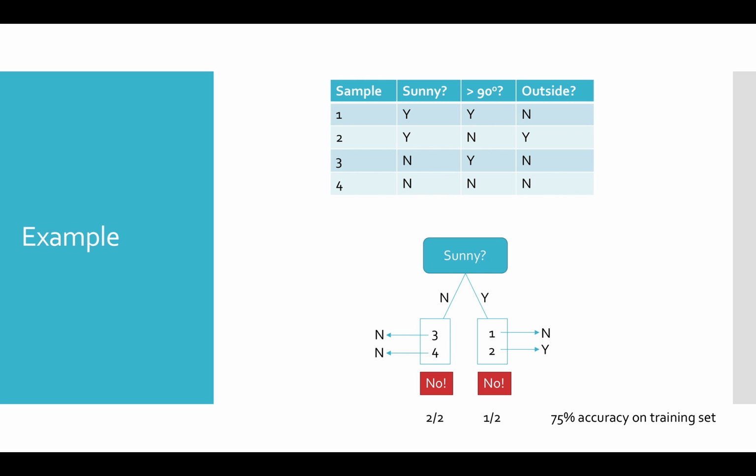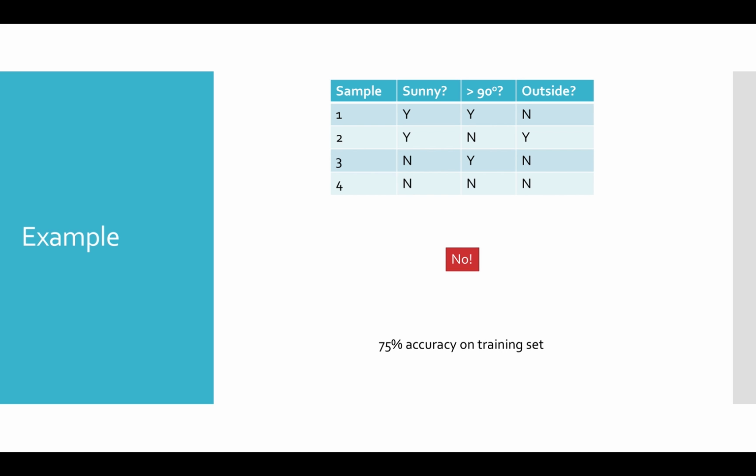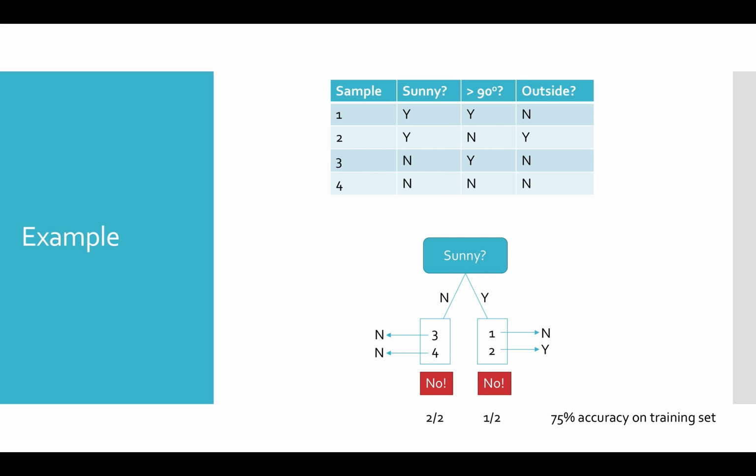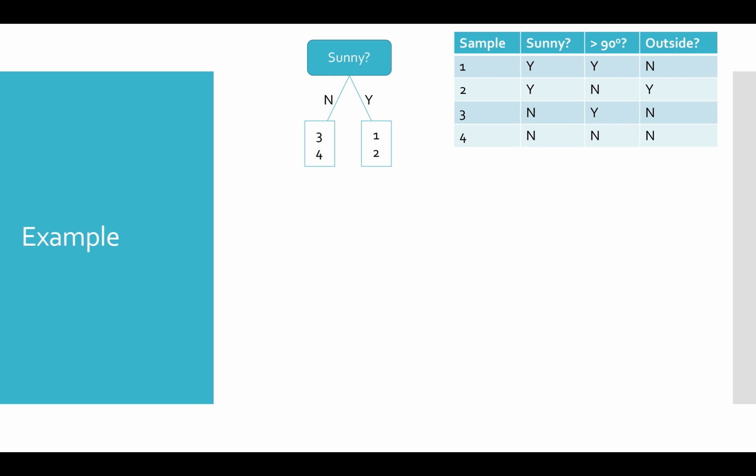But we could also say no on the right side and get 75% on the training set. That's not so great, right? Because why do I even have to build a tree then? Well, it turns out on this particular data set, if we just say no all the time, right? If our model just says don't go outside, we'll get 75% on the training set. So building this model here with sunny doesn't really do us any good.